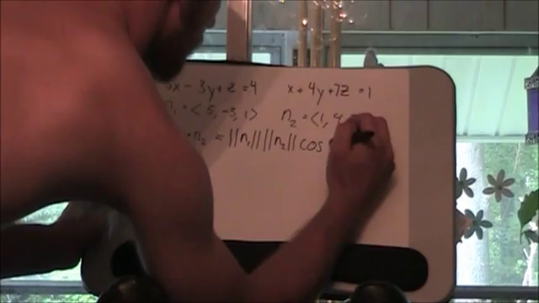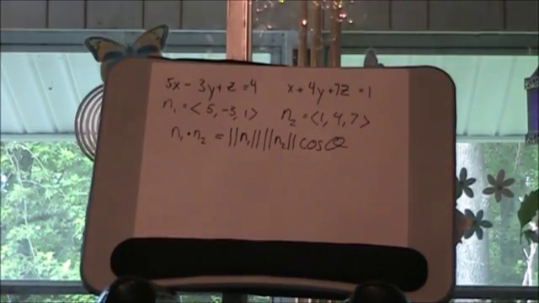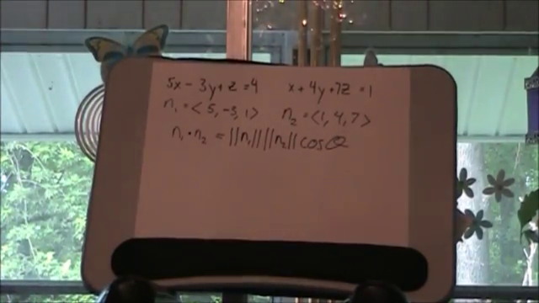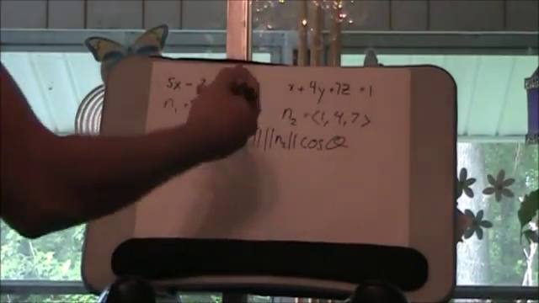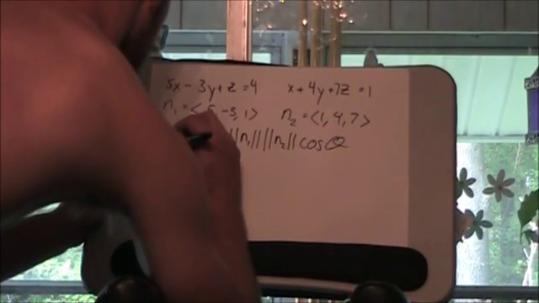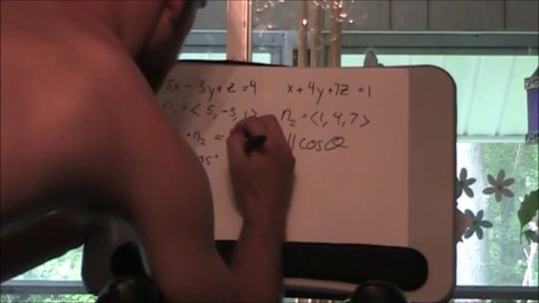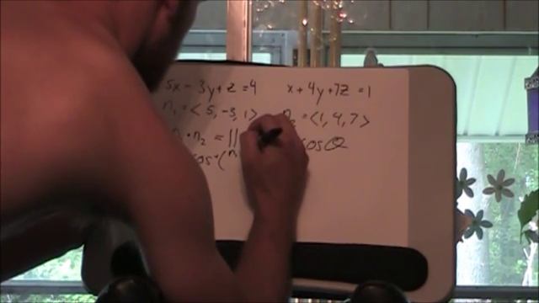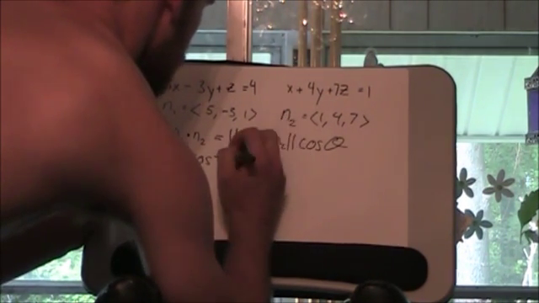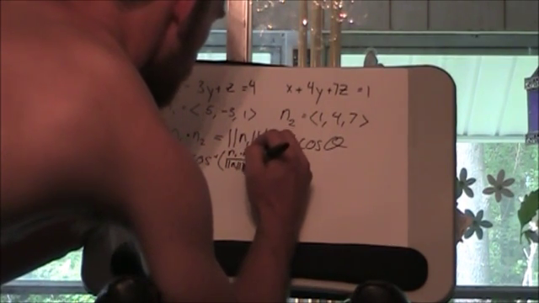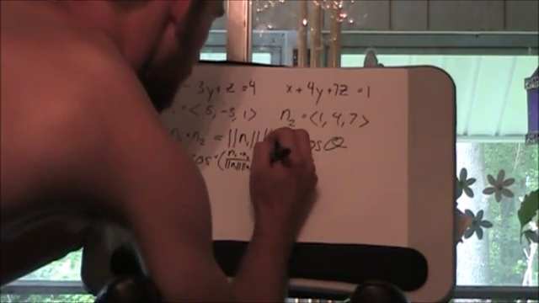times the cosine of the angle between them. And now we're looking for theta. So we're going to solve this for theta. And you're going to get theta equals the cosine inverse of the dot product of n1 and n2 divided by the magnitude of n1 times the magnitude of n2.